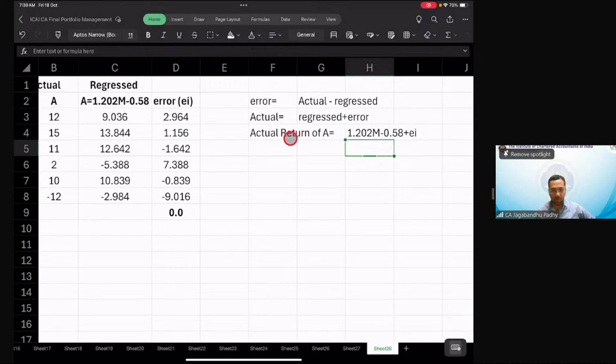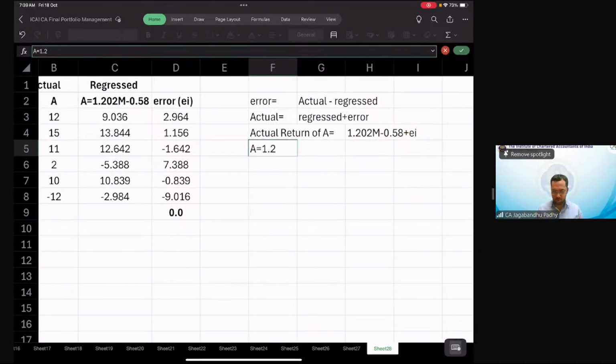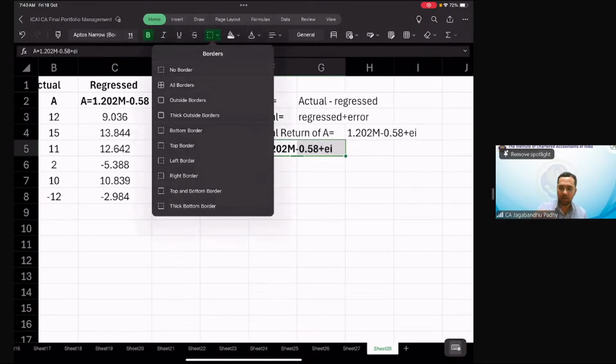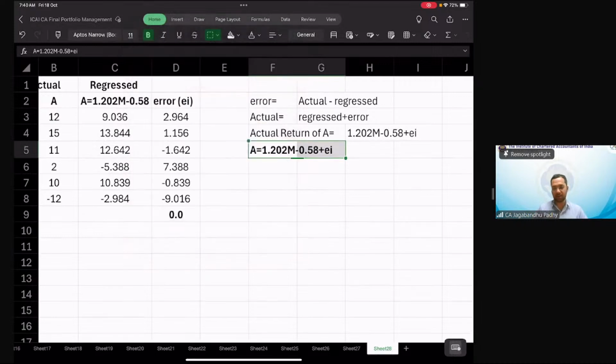So the actual rate of return that you observe in the market is going to be the regressed return, which is this portion, 1.202 times the return of market minus 0.58, plus EI. Simply, A is 1.202 times market return minus 0.58 plus EI. This is the real characteristic market line, because now we are targeting the actual return.